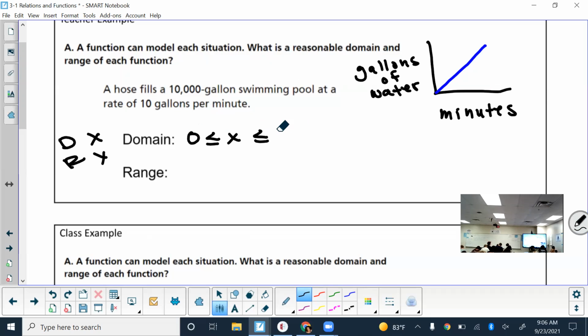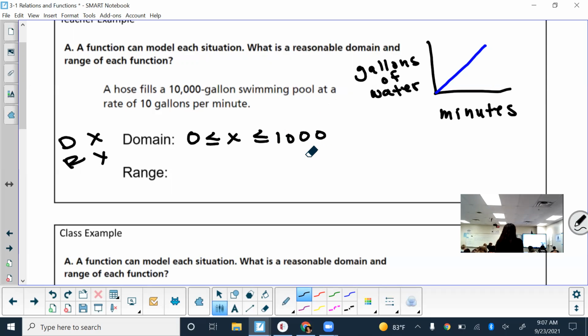And where would be a reasonable endpoint? This is for the minutes, right? Does it take 10,000 minutes? It doesn't take 10 minutes. So you have to do a little bit of math. 1,000, right? Because it's 10,000 gallons total, and it's going at a rate of 10 gallons per minute. 10,000 divided by 10 is 1,000. And you will have to do that on your topic test, just FYI. A little bit of math, not anything too crazy.